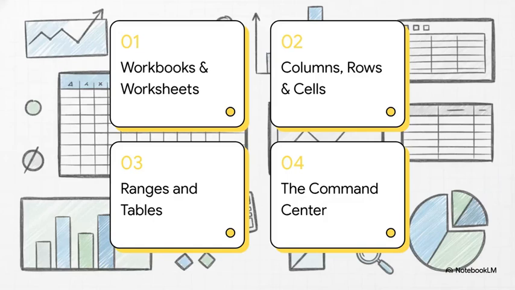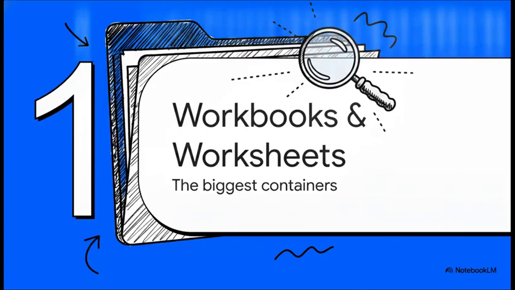So, here's our game plan for today. First, we'll look at workbooks and worksheets. Then, we'll zoom in to columns, rows, and cells. After that, we'll tackle ranges and tables. And finally, we'll wrap up with the command center. All right, let's jump into section 1, workbooks and worksheets, the biggest containers.